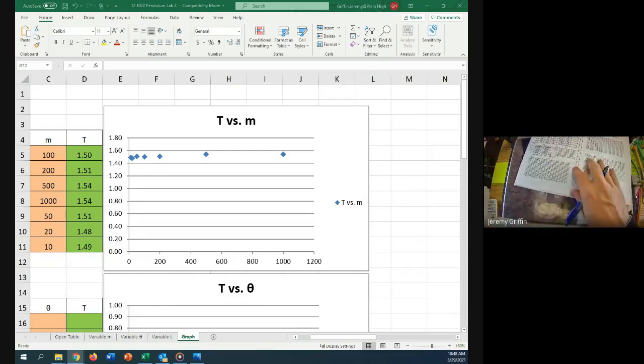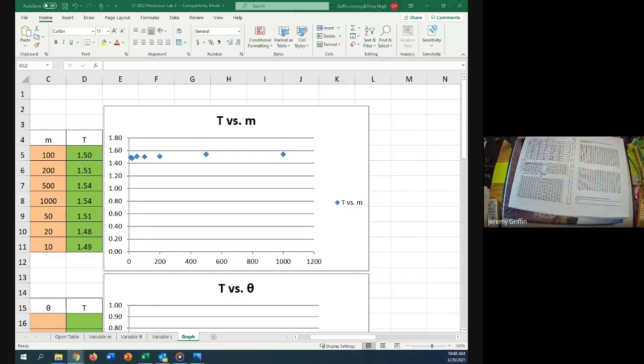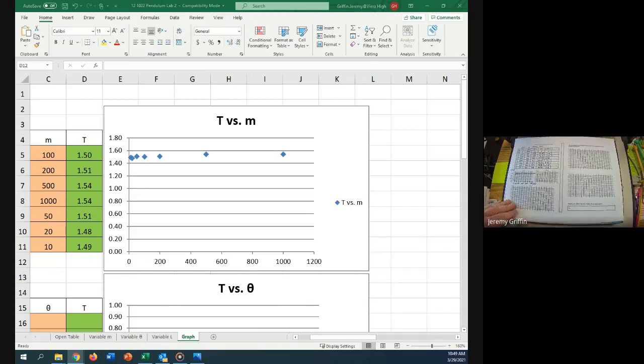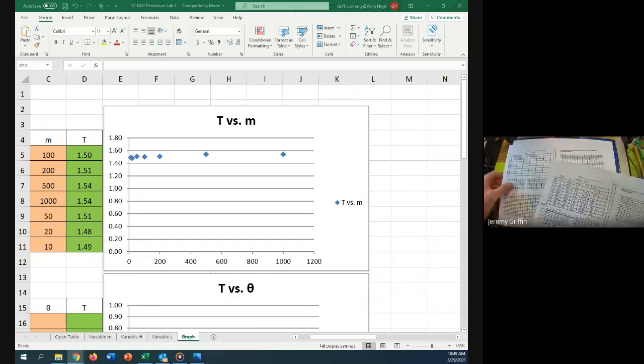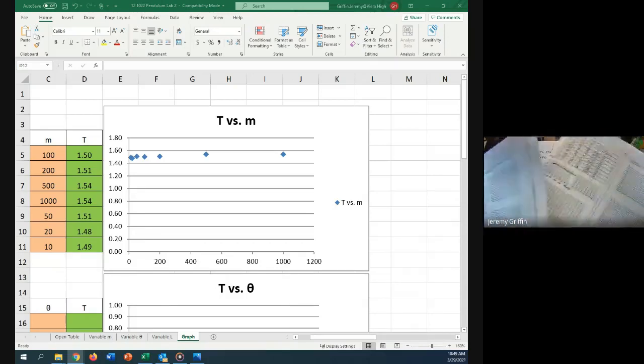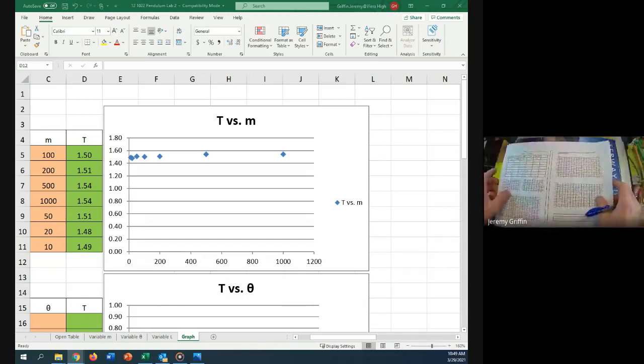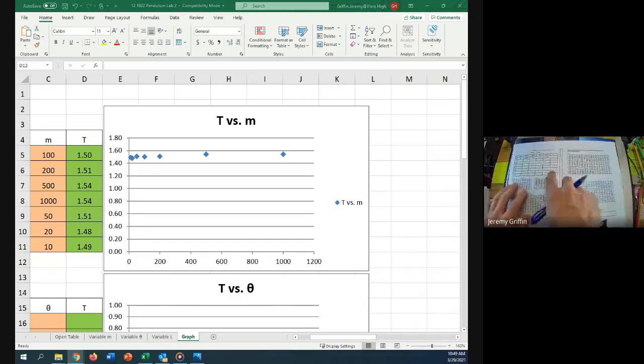In this case, we have no relationship, so it doesn't matter what the mass is. You ready to move on to the next variable? How does the angle change things? Now, this one, also do not write down any data. I'll keep track of the data though. I'll have you make the graph at the end, but hang tight.